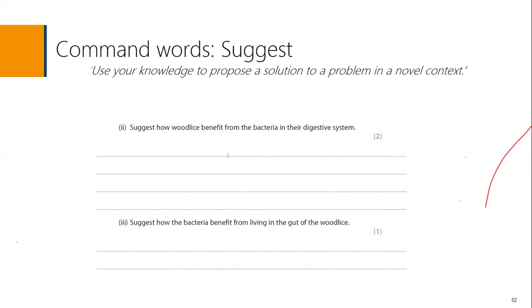Command word suggest: students use their own knowledge to propose a solution to a problem in a novel context. Suggest how woodlice benefit from the bacteria in their digestive system. Suggest how bacteria benefit from living in the gut of woodlice. This would follow on from information about woodlice having bacteria in their digestive system.